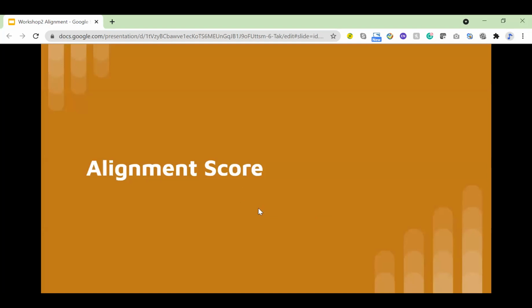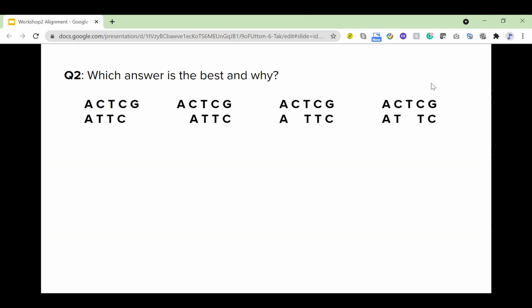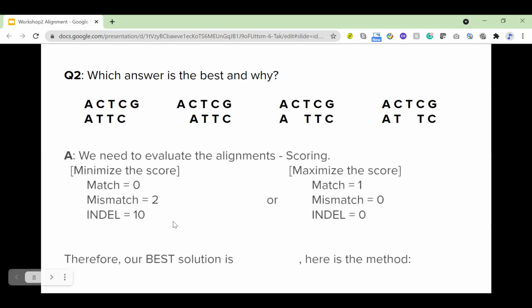Okay, as I said, there are so many solutions to that previous question. We do need something to help us figure out what is probably the best solution. We call it the alignment score. We use this scoring system to help us answer that question: which answer is the best and why? Those are just some random examples that are provided.